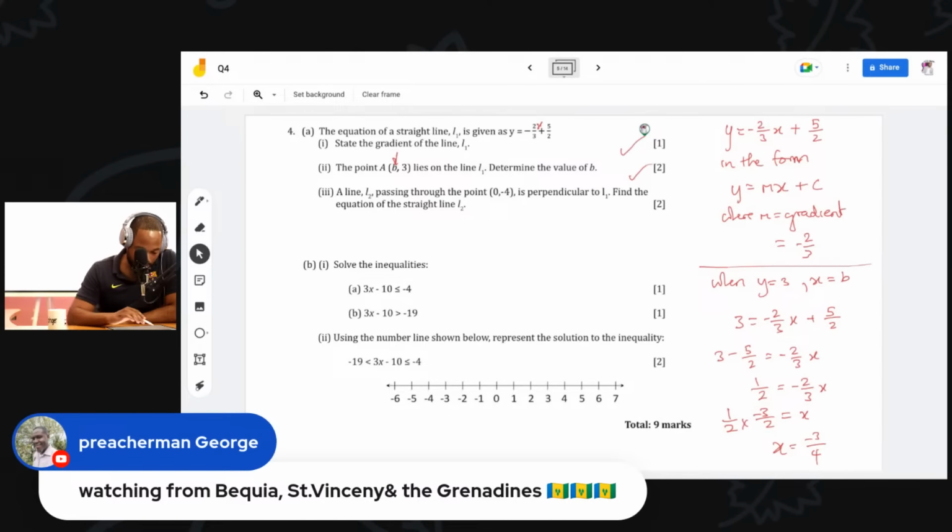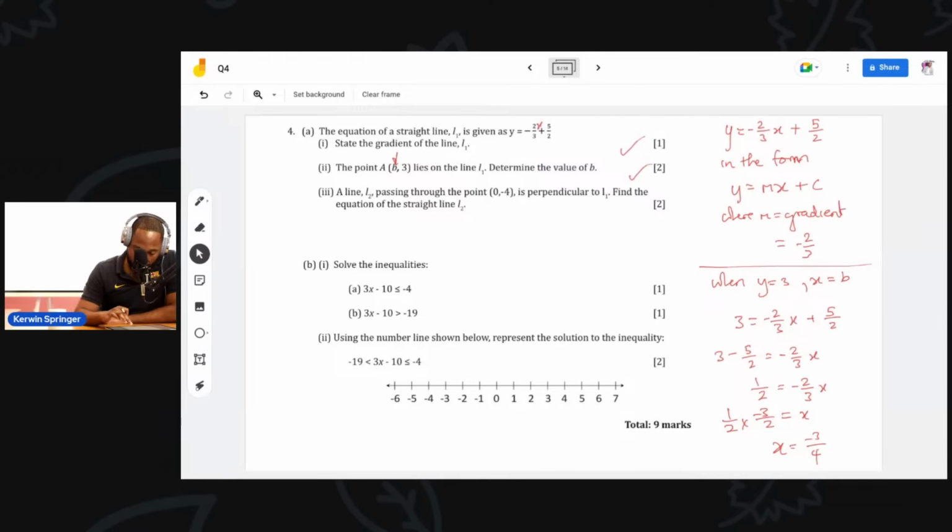Next, a line L2. I might have to go into slide 6 to do that one, because I'm running out of space.